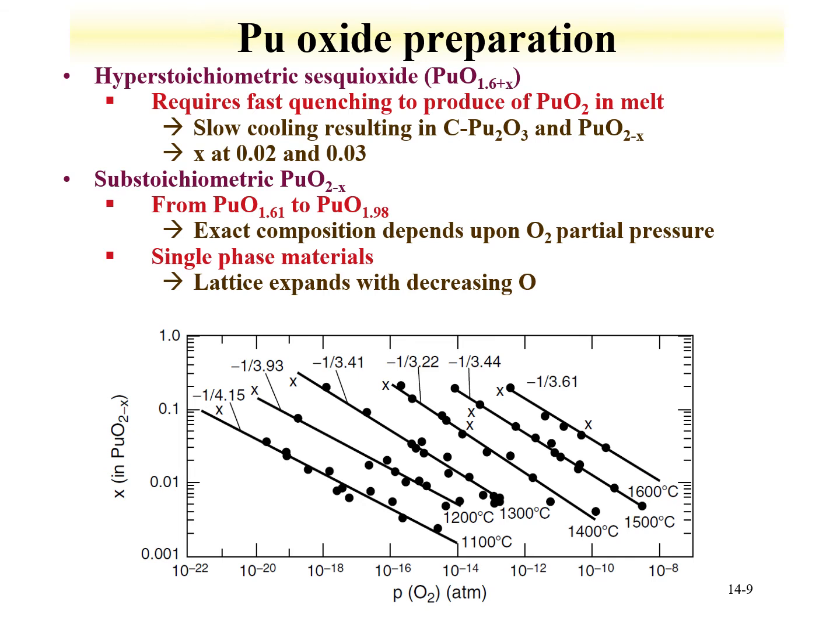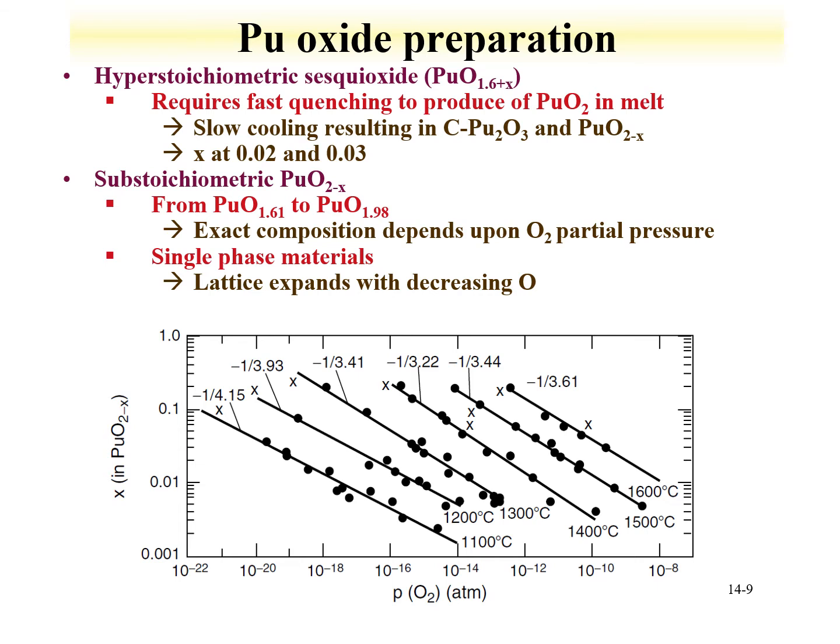Other oxides that we've already discussed are hyperstoichiometric and substoichiometric materials. So this hyperstoichiometric sesquioxide, PuO1.5 plus X, can be formed. These are related to the transition between plutonium-3 and plutonium-4, and substoichiometric, where we have PuO2 minus X, where we can have Pu go from 1.6 to a little under 2. Again, like uranium, you can tune what that X is.